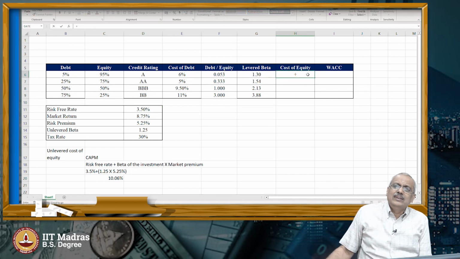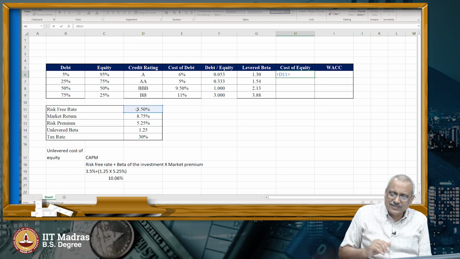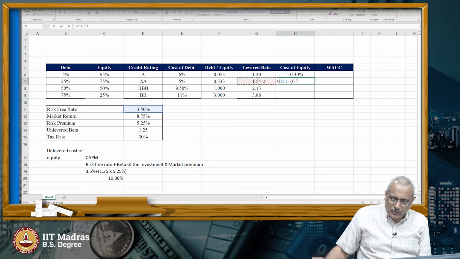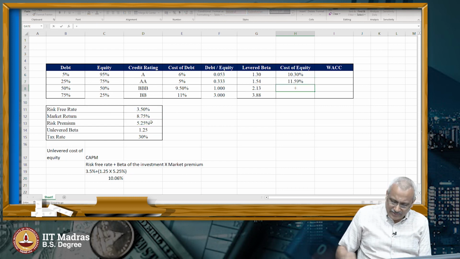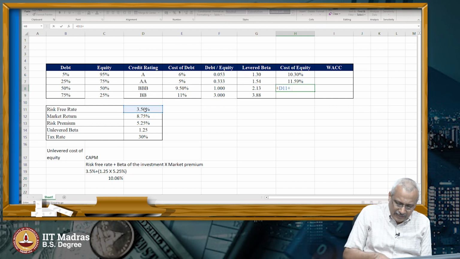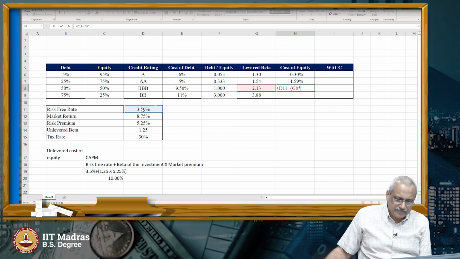Cost of equity is very simple: my risk free rate plus beta, the levered beta, into the market premium that I am getting. This is what becomes the cost of equity. Cost of equity is risk free rate plus beta into the market premium. I can do the same thing, risk free rate plus beta into market premium, and the same thing here, risk free rate plus beta into market premium.